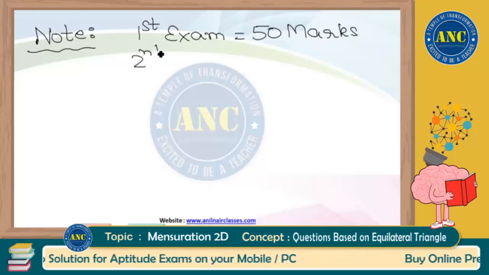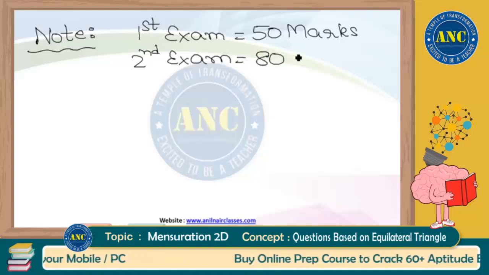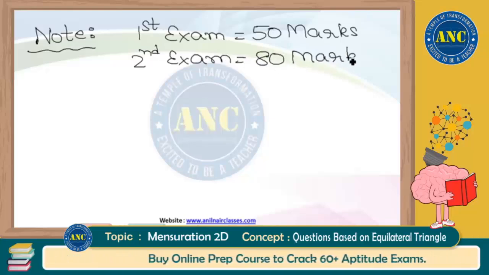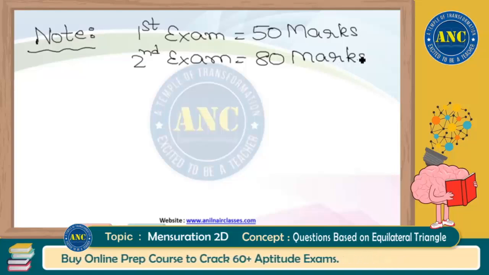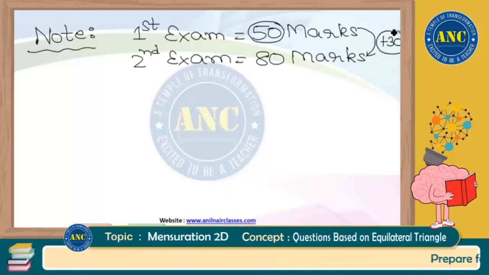In my second examination, I got 80 marks. I am just giving you a small example. First examination, I got 50 marks. Second examination, I got 80 marks. Compared to the first examination, where I got 50 marks, I got 80 marks in my second examination, which is 30 marks more than 50 marks. So, in the second exam, I am getting 30 marks more than 50 marks.